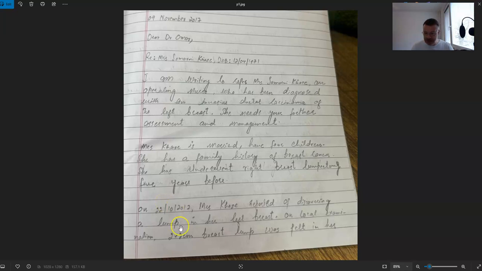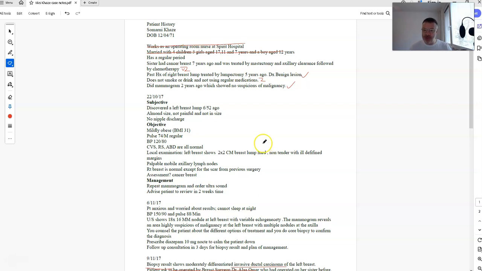I didn't scroll down. Okay, on the 27th, Mrs. Khaze reported of discovery. So, of, you don't need that. No preposition. Reported discovering a lump in the left breast. Now, when did she discover this? So what's the history? So 6:52, so that must be six weeks out of 52? Yeah, so that's 6 weeks ago.